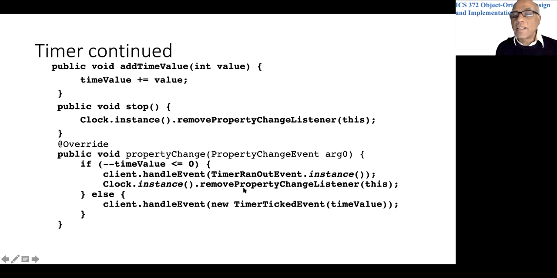This is the only place where an event class is instantiated in response to events. In all other cases, we are using the initial instance, the only instance. We are using all others as singletons, like timer ran out event.